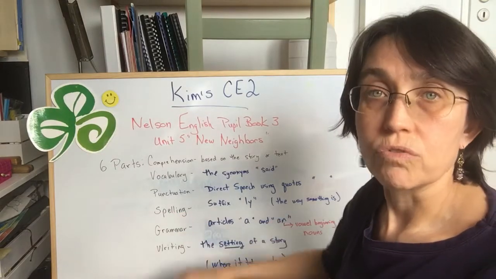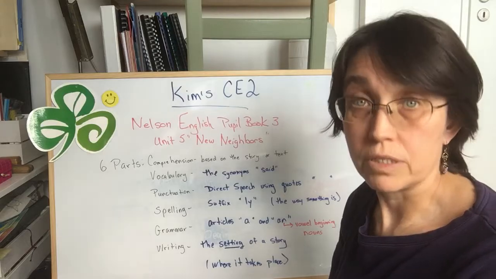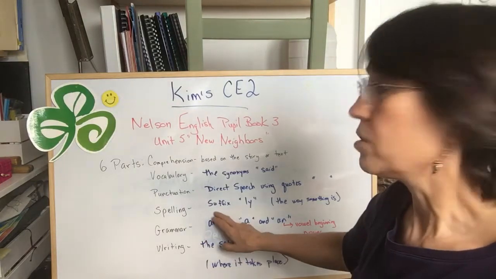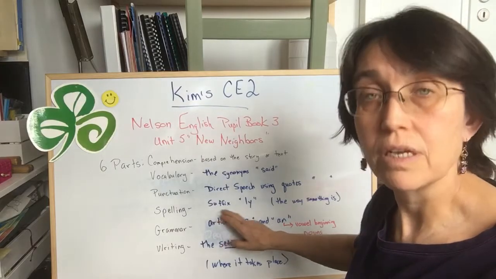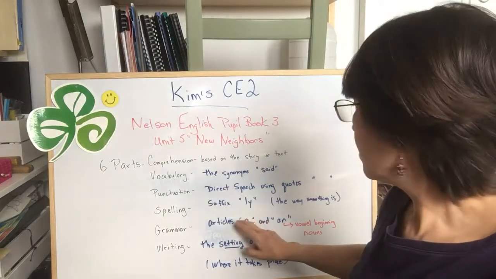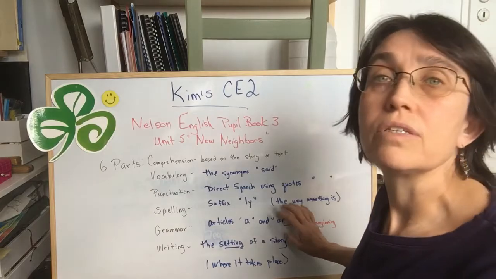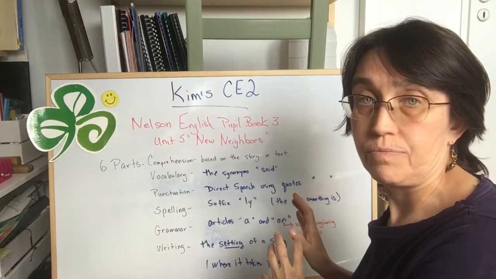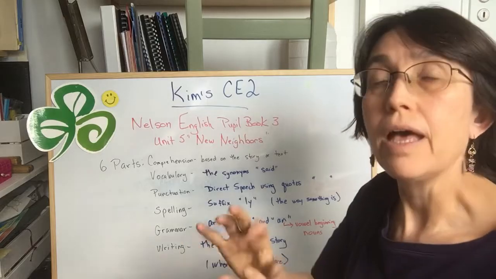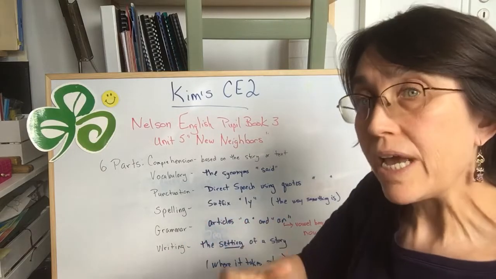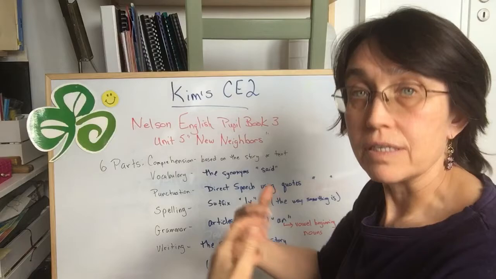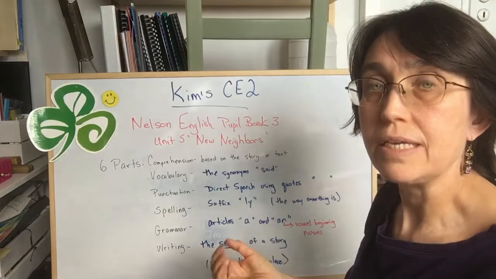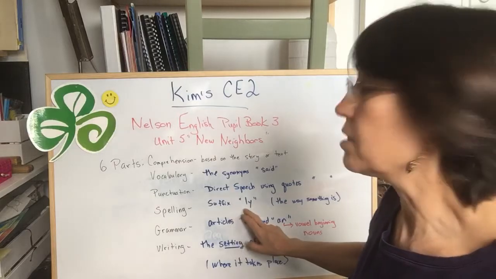The next section, or the fourth section, is the spelling section. In this Unit 5, you will work on the suffix ly. The suffix ly means the way something is. So happy, happily. The way that is happening is in a happy way. The way something is, suffix ly.